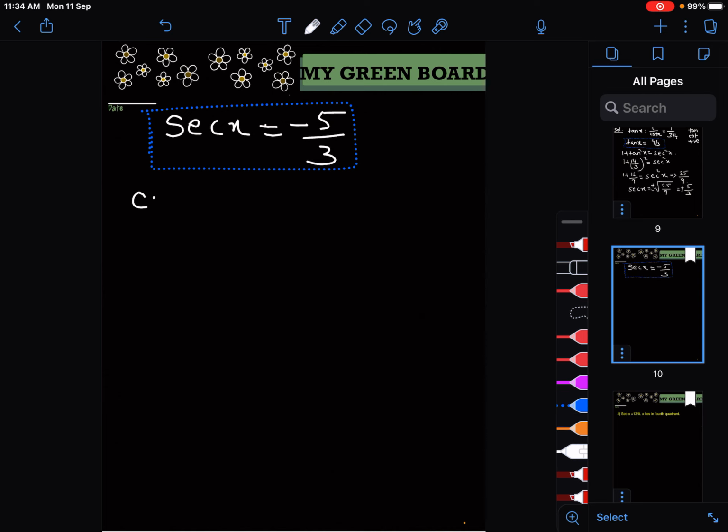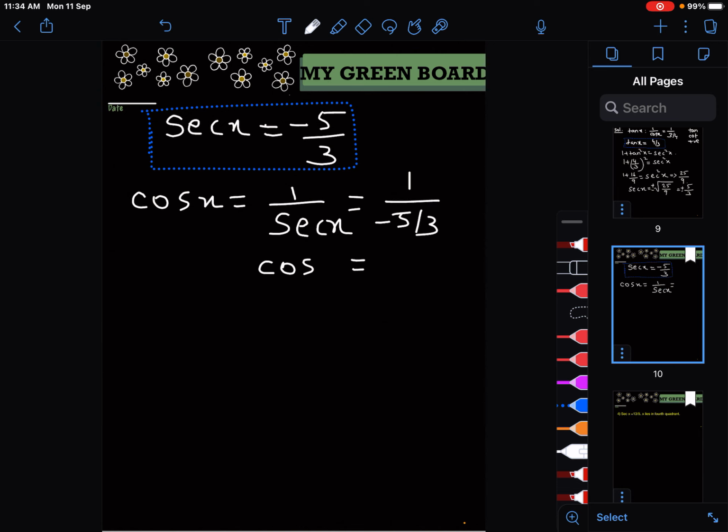Now let's take the other identity, cos of x. We have to find it. So it will be 1 by secant x. So we will be getting it as 1 by minus 5 by 3. So the answer would be minus 3 by 5.